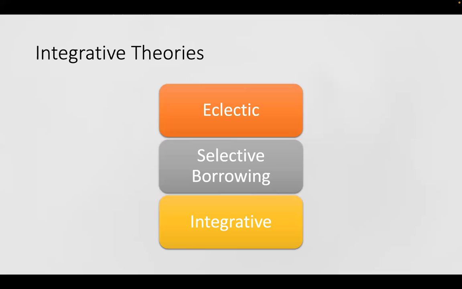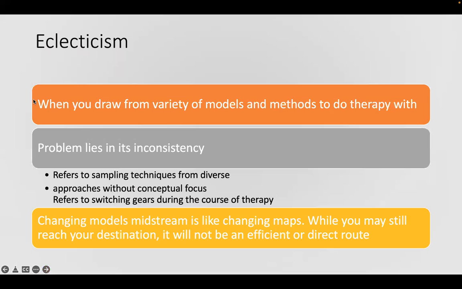Cognitive behavioral couple therapy is an integration of two existing theories. So these are just kind of fundamental ways that you can integrate theories. Okay, sorry, I forgot that I had a breakdown of each of these.